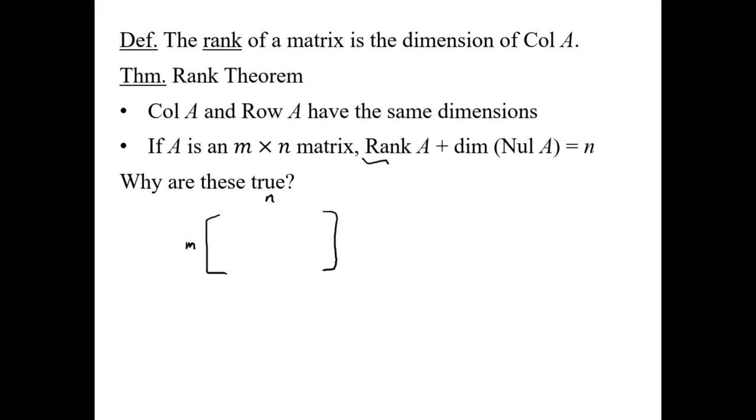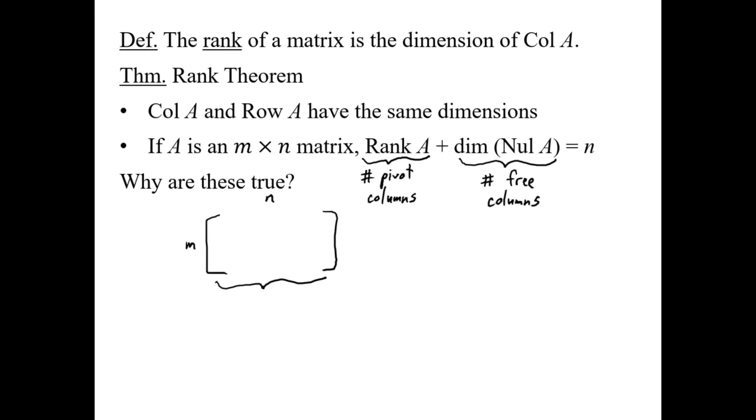The rank of A would represent the number of pivot columns, right? Because it's the dimension of the column space. We look for pivot columns. And the dimension of the null space would be the number of free columns. Well, every column is either a free column or a pivot column. So if you add those together, you're going to get the total number of columns, which would be n. Okay, so this kind of makes sense.